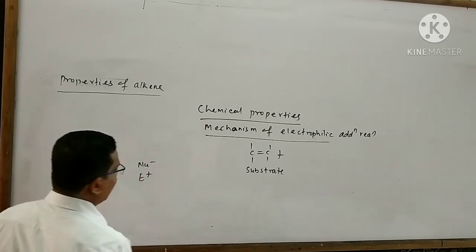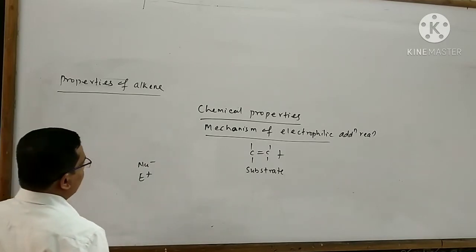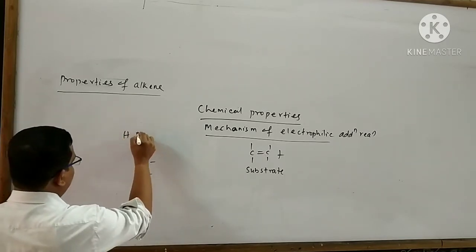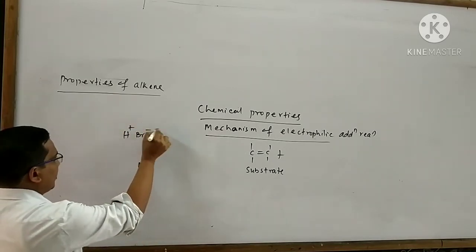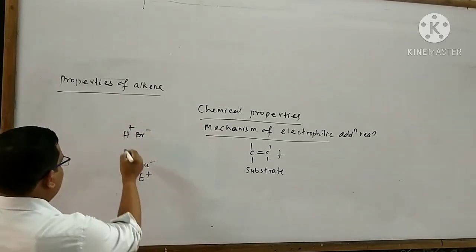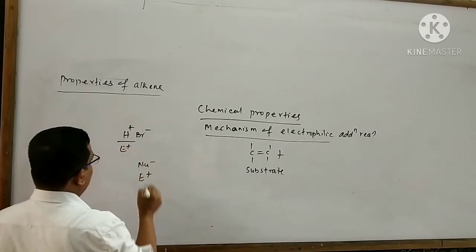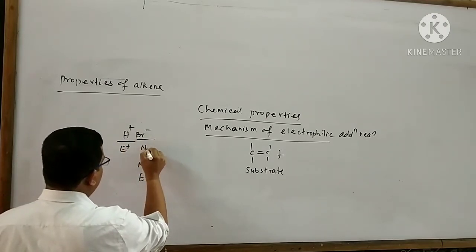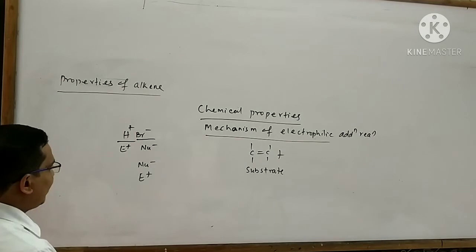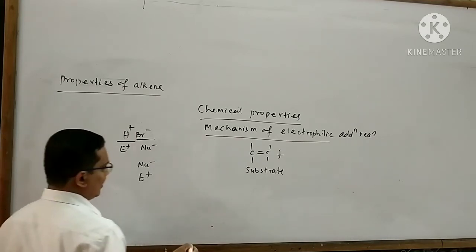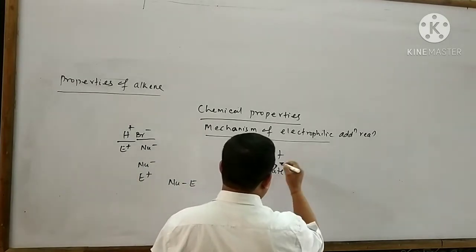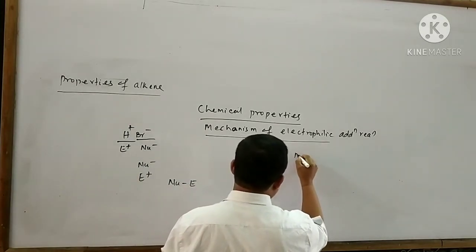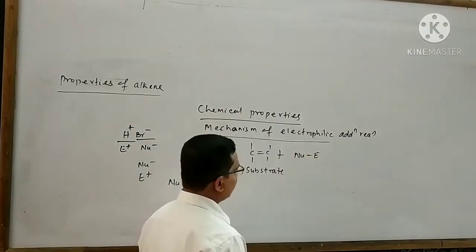Suppose I take an example of an attacking reagent, HBr. When HBr undergoes dissociation, it gives H+ and Br-. Here H+ is the electrophile and Br- is the nucleophile. Simply, I can represent the attacking reagent like this: Nu-E. Suppose I take an attacking reagent like this, Nu-E.